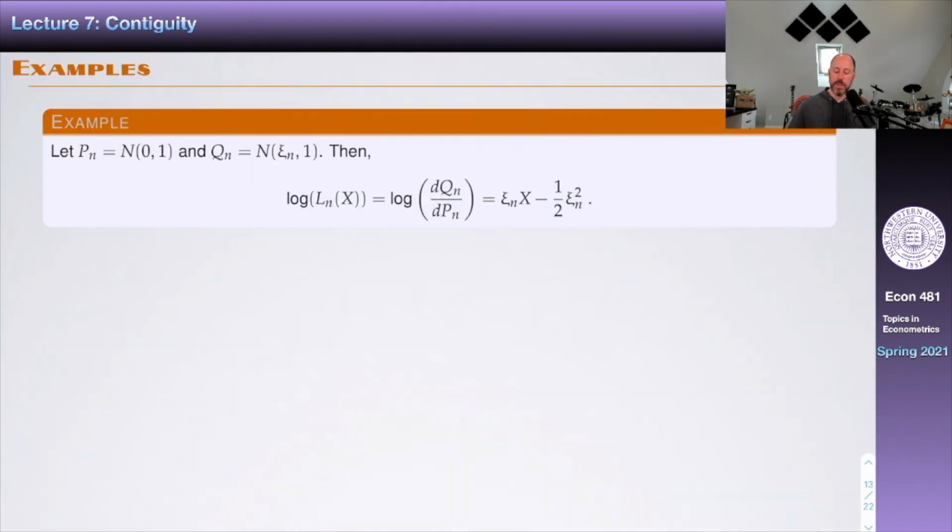So let me go back to the example where we have one observation from a normal 0, 1, that's Pn, and one observation from a normal, say Qn, which is normal psi n, 1. And if you compute the log likelihood ratio, which is the log of the Q over the P, then this is what you obtain.